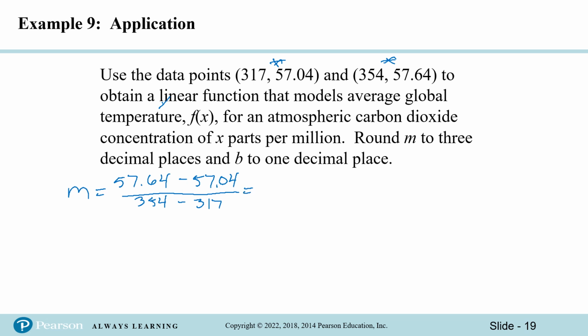And they did say to round, so we are going to put this in as a decimal. So when we subtract the numerator, we have 0.6, and the denominator we have 37. And when we divide that, we get approximately 0.016, that's been rounded to 3 decimal places. Okay, and then what we're going to do is plug it in to our point slope form.